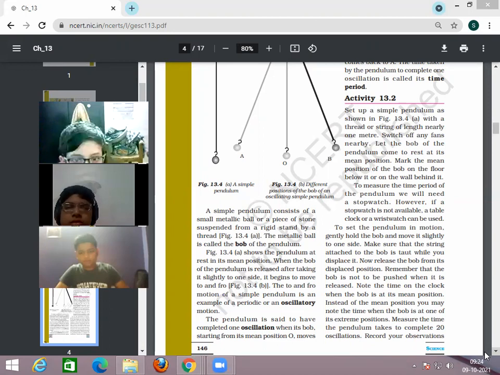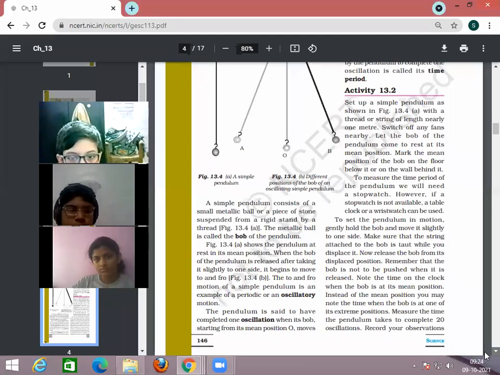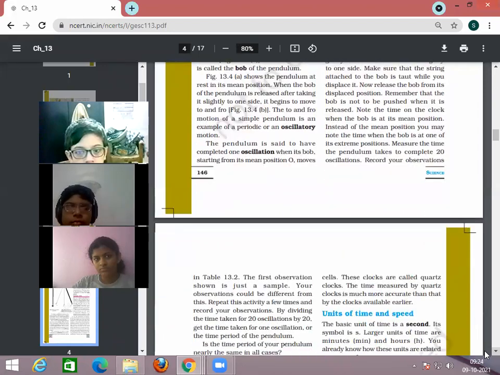Measure the time the pendulum takes to complete 20 oscillations. Record your observation in table 13.2. The first observation shown is just a sample. Your observation could be different from this. Okay, repeat. Okay, next one. Continue, Abhigyan, continue.